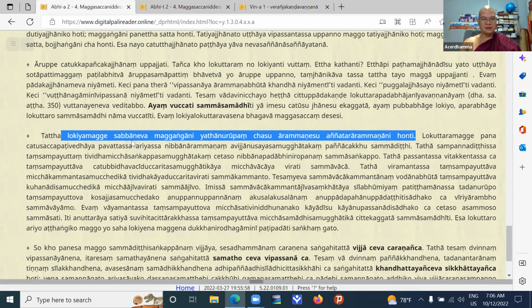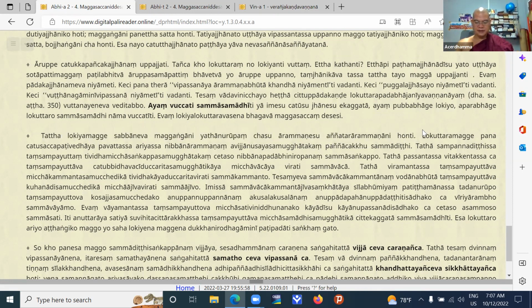Samavaca, samakammanta, samaajiva arise in lokuttara only, in the magga. Where you are taking meditation, there will be no samavaca, no samakammanta, no samaajiva, because it is not necessary to refrain from them. Where there is something to be abstained from, you abstain, that is samavaca, samakammanta, samaajiva. But nothing to do with those three here. That's why lokiya magga, sabbaneva maggangani, all the maggangas, yathanurupam, accordingly, chasu arammanesu, out of the six objects, annataram arammanani honti, any object here. So lokiya magga takes any object out of six.